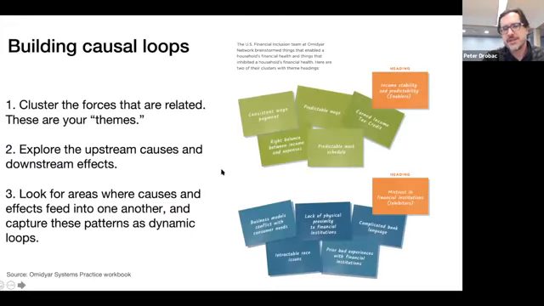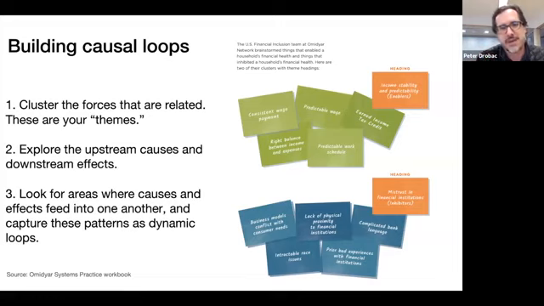Now, building causal loops is something that you can actually do as a next step towards some of the work that we've done this morning. So for example, if you take all of the different forces that you've identified in your iceberg model, what you can do is pull them off of there and try to cluster the different forces in ways that seem connected or seem organized.